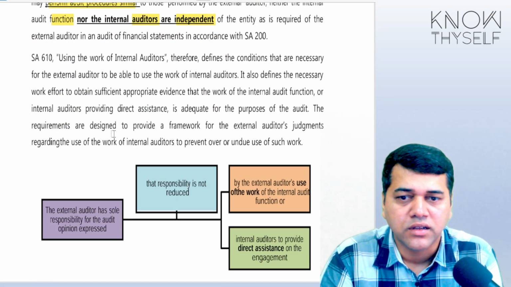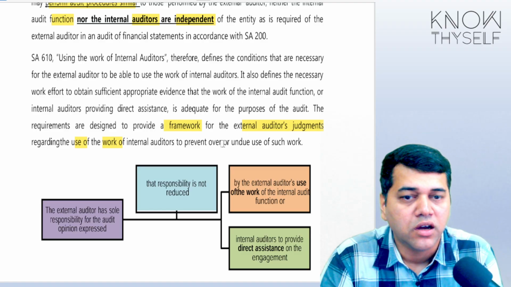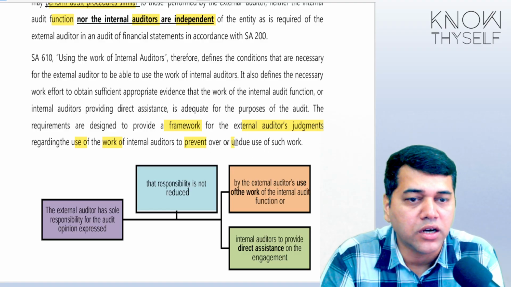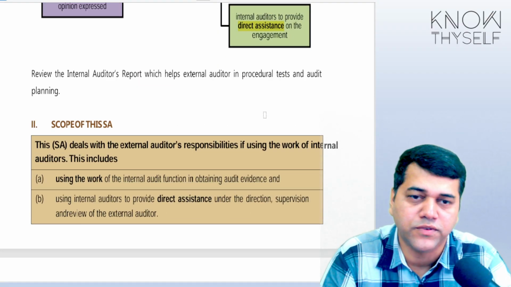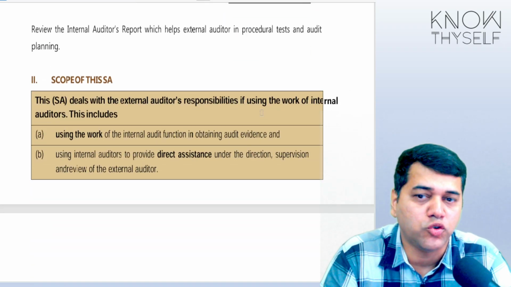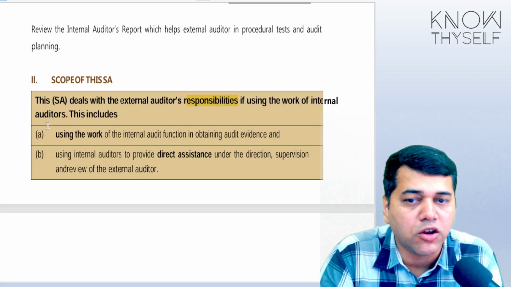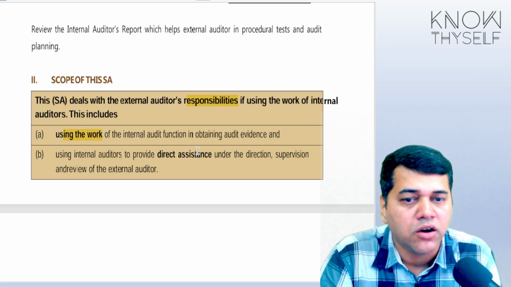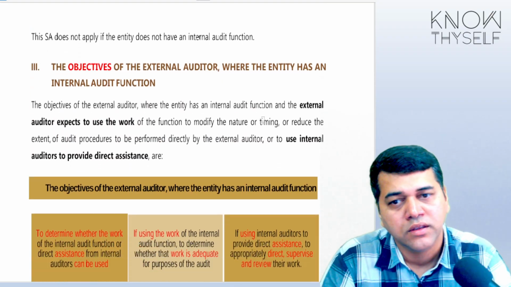Now, this standard provides a framework for the external auditor's judgment regarding the use of the work of internal auditors, to prevent undue use of such work. The external auditor has the sole responsibility, and it is not reduced by the use of the work or the use of the assistance. So the first part you have understood. The first part talks about responsibility. What is the scope? This standard deals with the external auditor's responsibilities in using the work of the internal audit function, or using internal auditors for direct assistance under direction, supervision and review of the external auditor. Yes, we will move on.